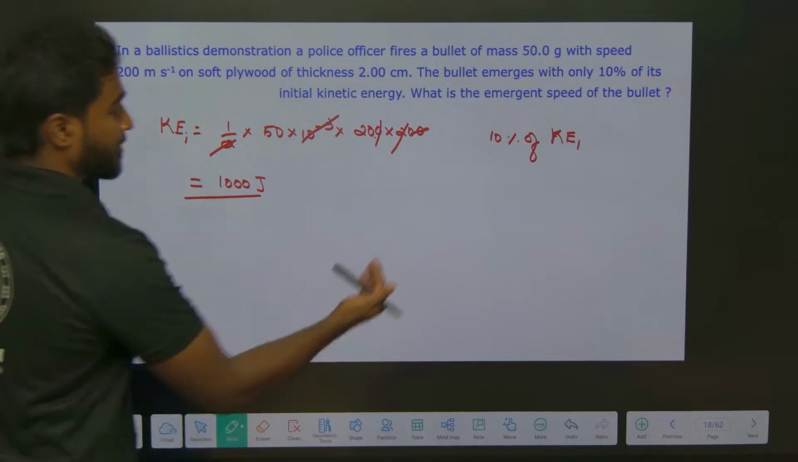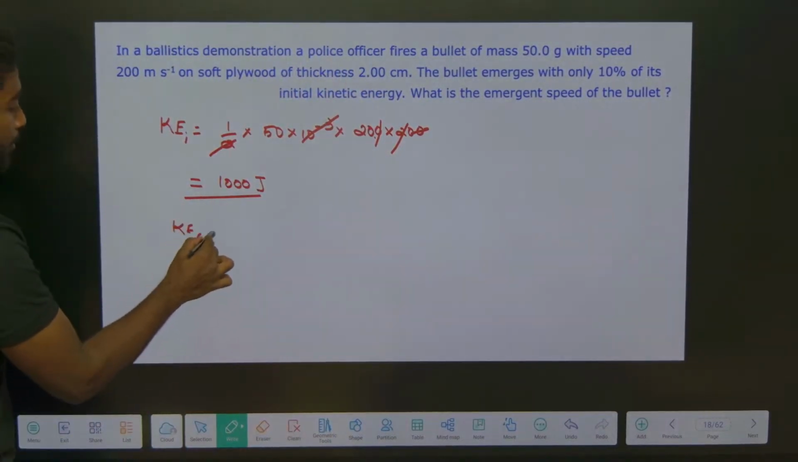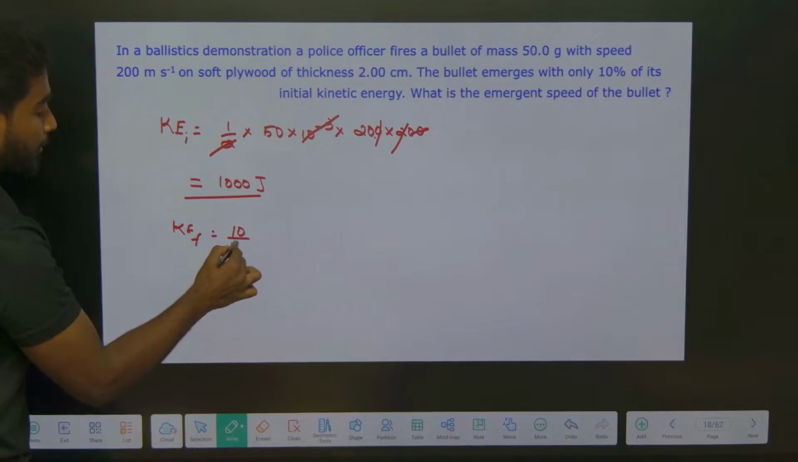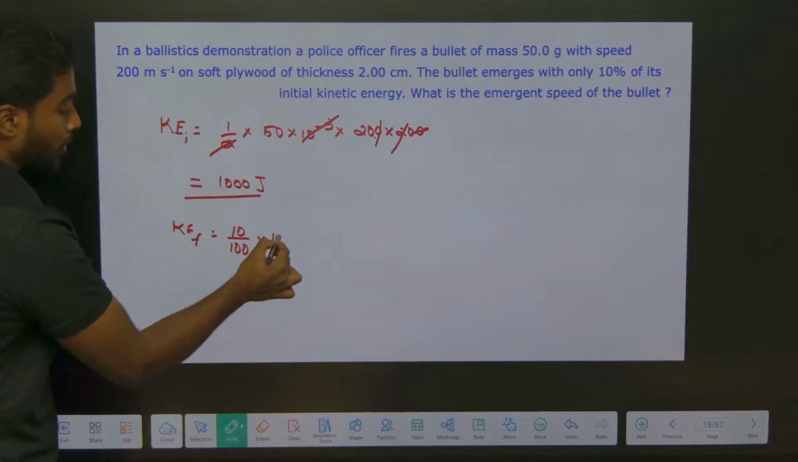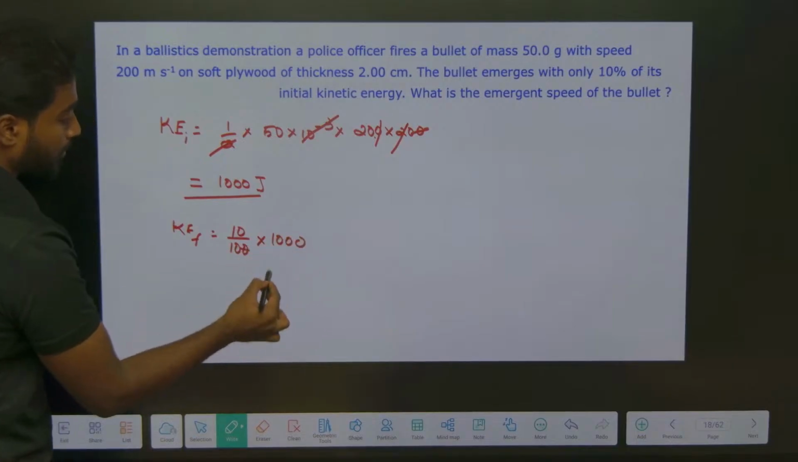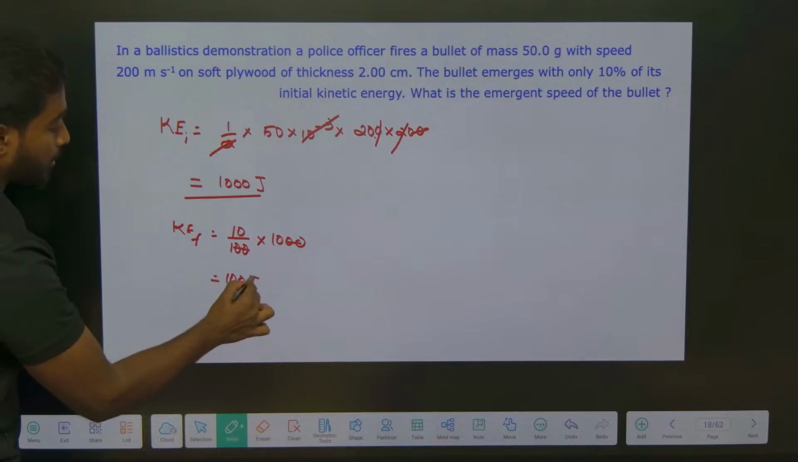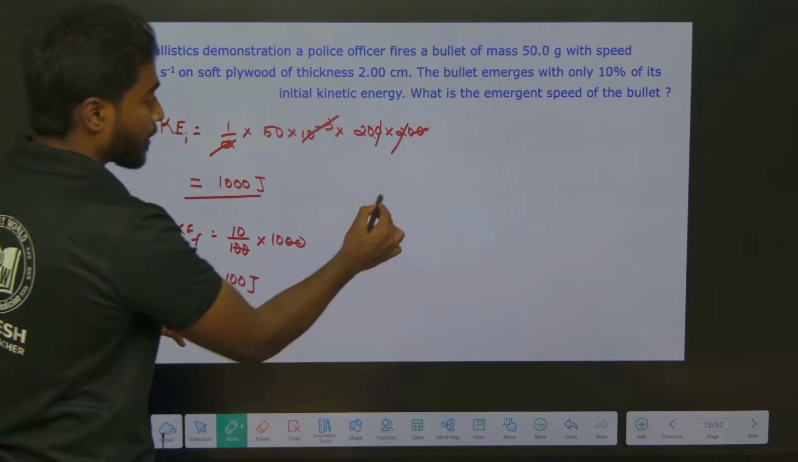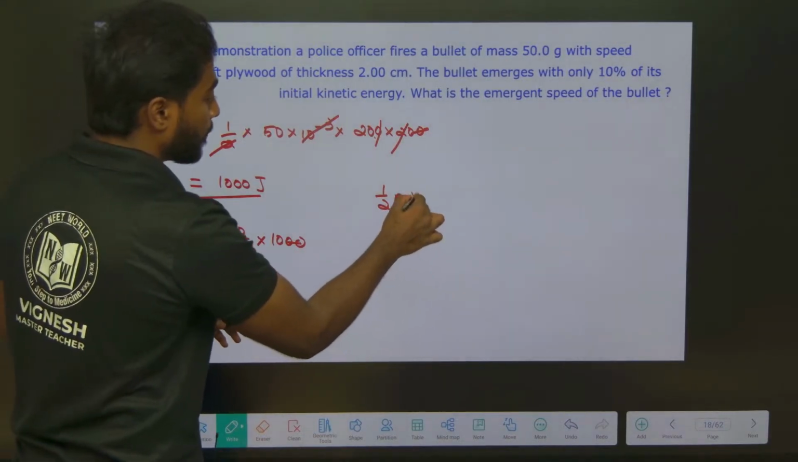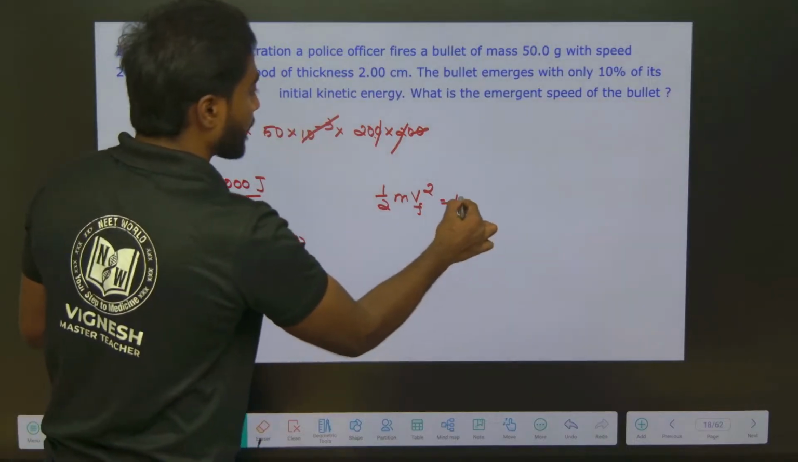Then we'll see. Kinetic energy final will be equal to 10 by 100 into kinetic energy initial. How much? 1000, no? So 1000. The two zeros and the 20 will get cancelled off. So it is 100 joules. Now I need to find the final velocity. That's the thing. So (1/2) m v final square should be equal to 100.